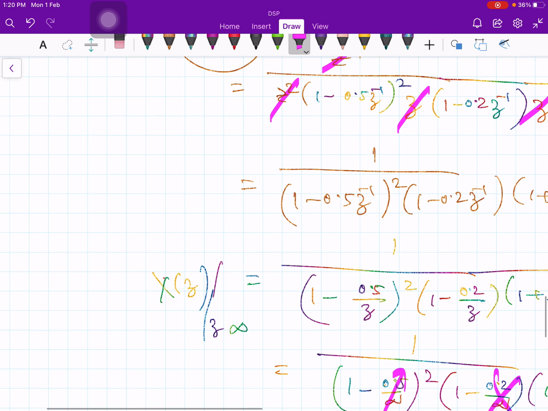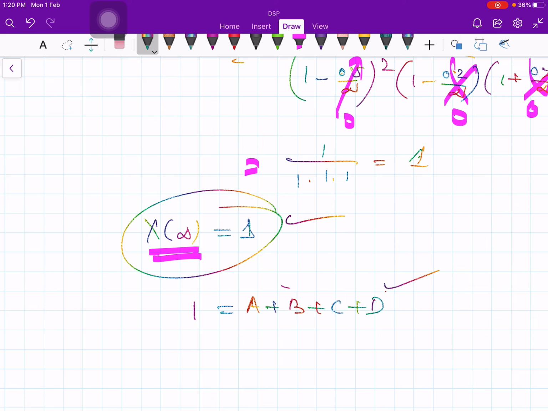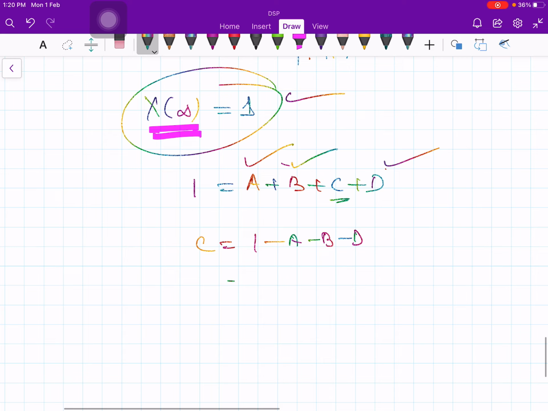Therefore, the left hand side I have 1, x of infinity is equal to 1. The right hand side, you will get a plus b plus c plus d as it is. D value we know, B value also we know, A value also we know. C value we don't know. Therefore, c is equal to 1 minus a minus b minus d. Substitute a value, b value and d value, then it is going to be 116 divided by 1089. This is the c value.